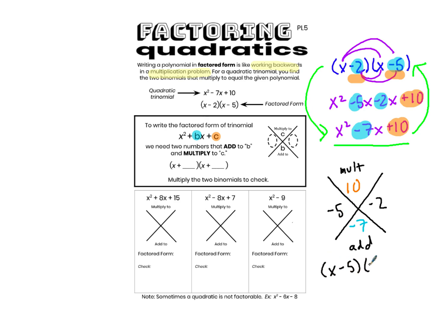X minus 5 times x minus 2, or you can write it the other way around, x minus 2 times x minus 5. It does not matter. So here's my answer, x minus 5 times x minus 2. That multiplies to give me x squared minus 7x plus 10. And again, the way I found that is I look for the two numbers that add to negative 7 but multiply to 10.